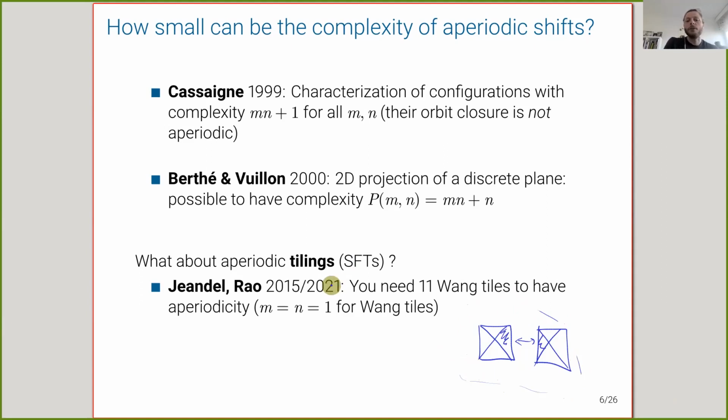And so I like to understand the result as proving that for m equals n equals 1, so a complexity p of 1,1, the best bound you can have is exactly 11. So you cannot have aperiodic SFTs, or at least with Wang tiles, with fewer than 11 tiles. But as soon as you take m and n more general, we don't have a better bound than what we have with Jarkko.